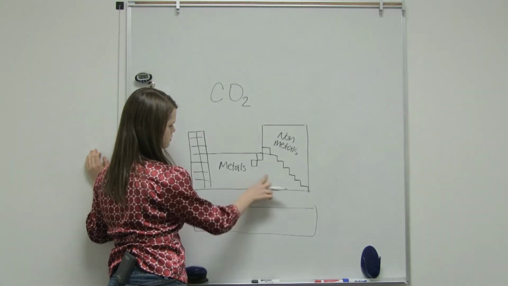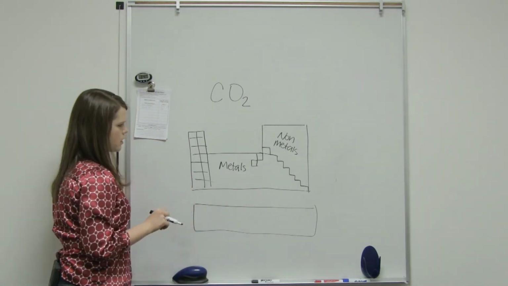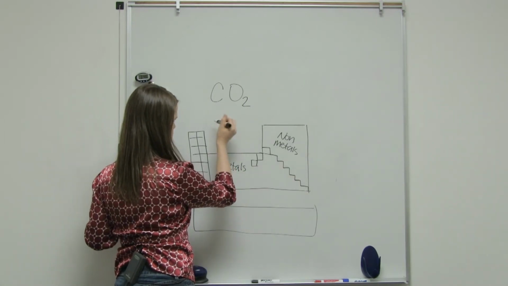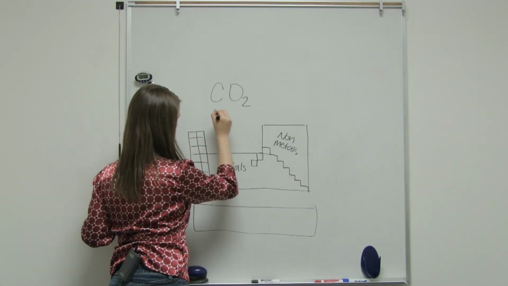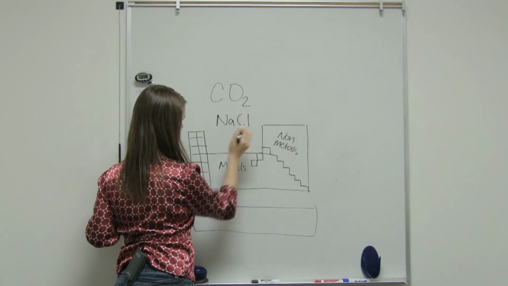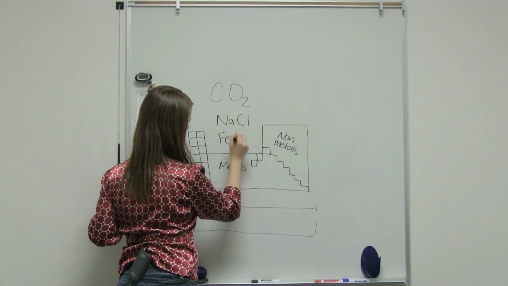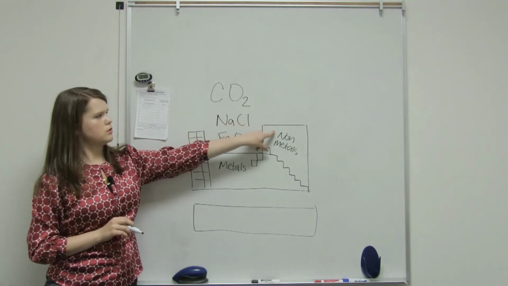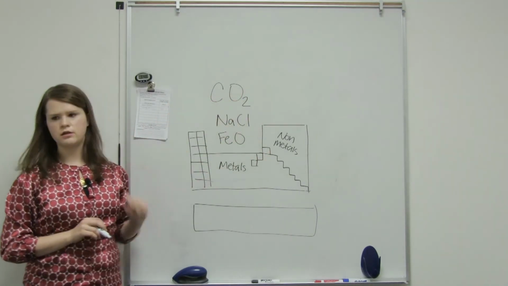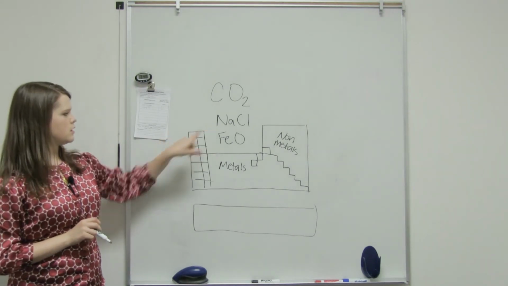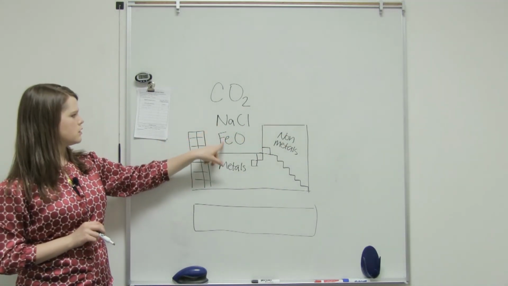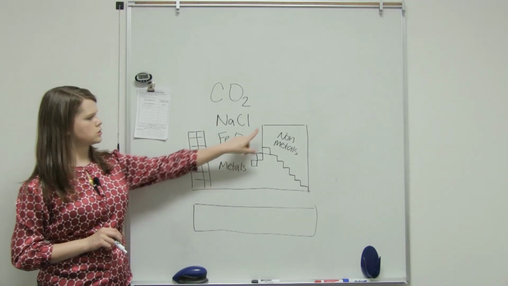These are the transition metals. So ionic is when a metal bonds with a non-metal. So like carbon, non-metal, oxygen, non-metal: molecular. Okay, Na, metal, Cl, non-metal. So Fe, transition metal, oxygen, non-metal.